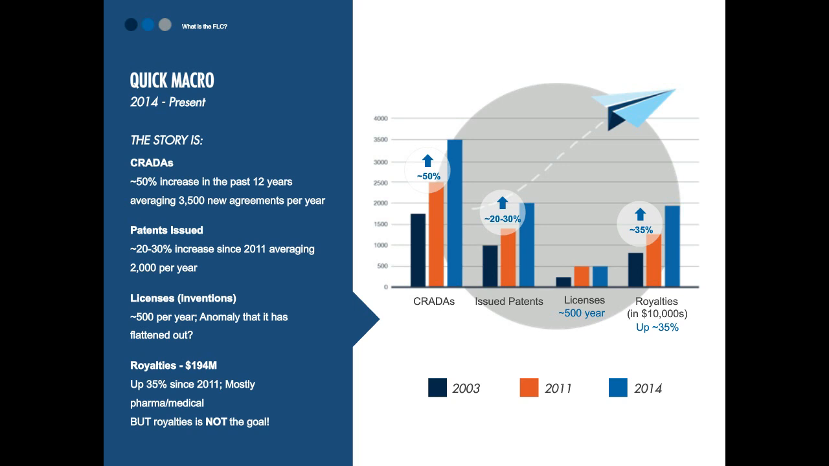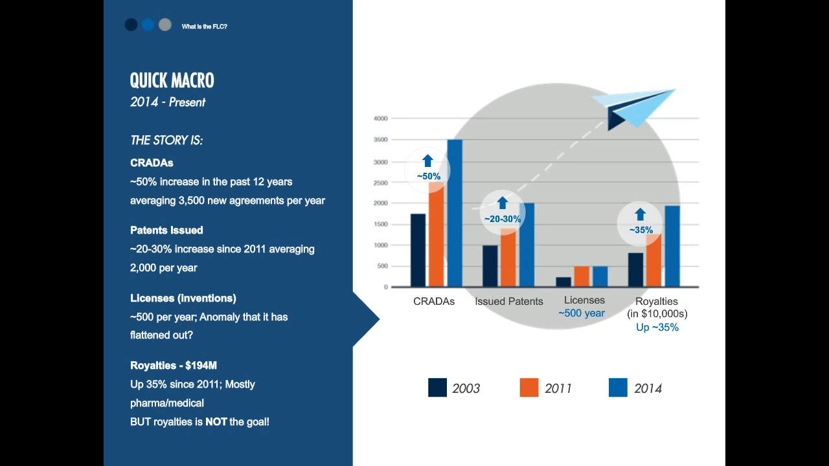Issued patents continue to go up as well, around 2,000 per year. Licenses are fairly flat, about 500 new patent licenses per year. I personally think that's just a lagging indicator; my guess is when we see 2015, 2016, and 2017 data, we will see those starting to inch up as well. So that's the trend, and the takeaway is there are a lot of transactions from the labs with the private sector.